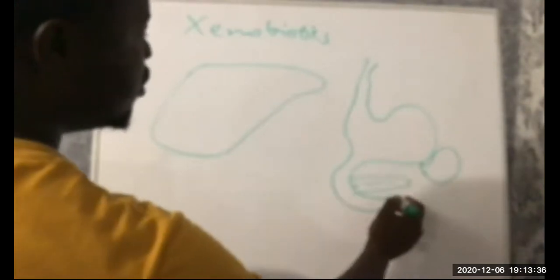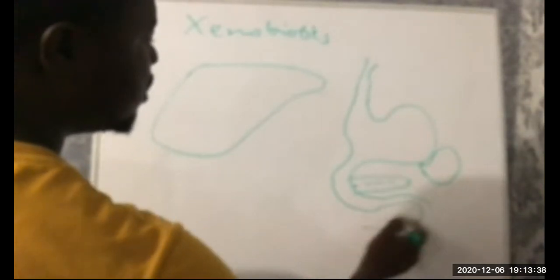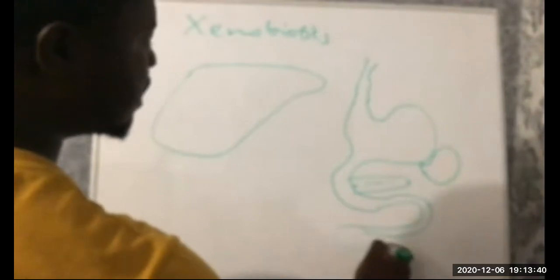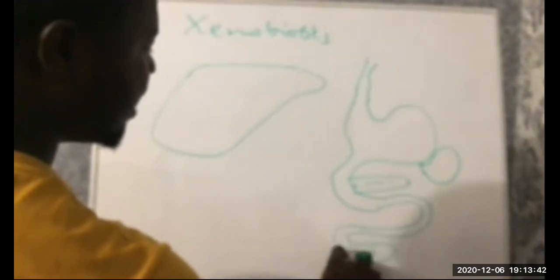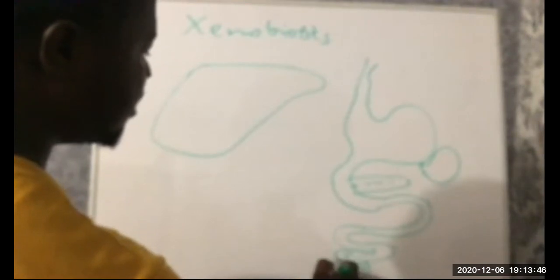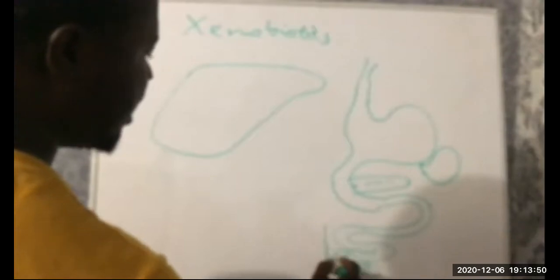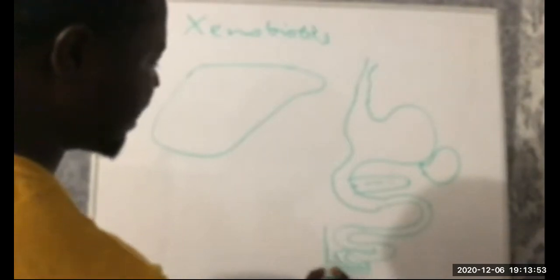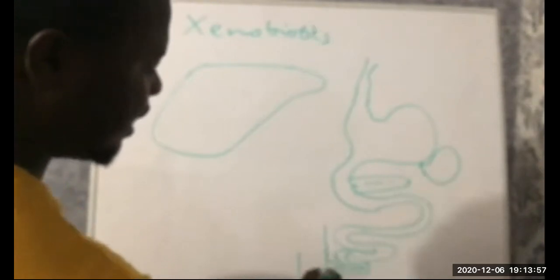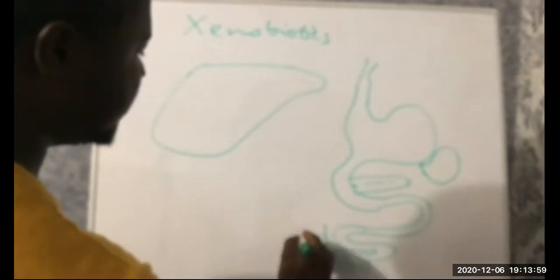Now, the duodenum goes down to give us the jejunum, then it goes along to give us what? The ileum, right? Like that. And the ileum joins the large intestine at the cecum, at a point we call the ileocecal junction. Then in the cecum, the blunt end is given as the appendix.